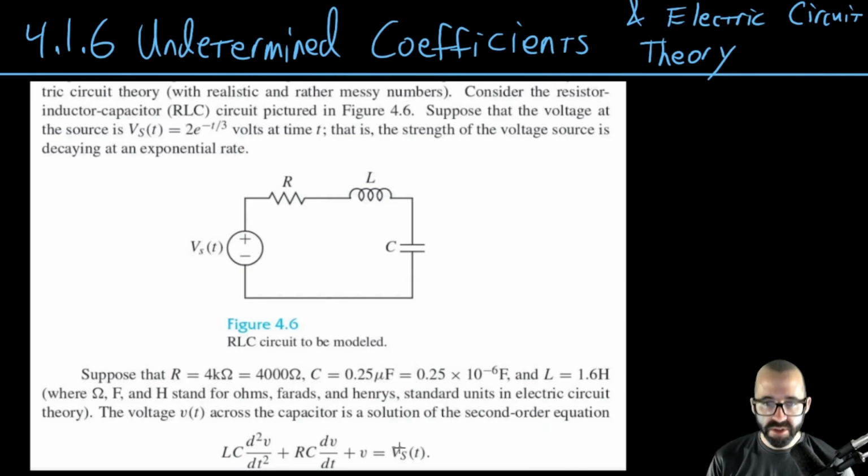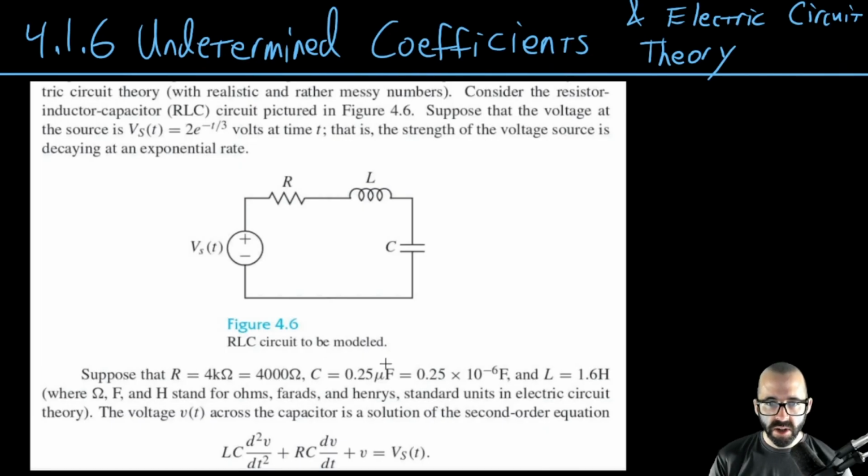You certainly don't have to have this model memorized. You don't have to know electrical engineering, but you should be able to use this information that they provide you with here. So R is some constant, which is 4,000 ohms. It tells you that omega stands for ohms. C is our constant. That's going to be 0.25 farads.